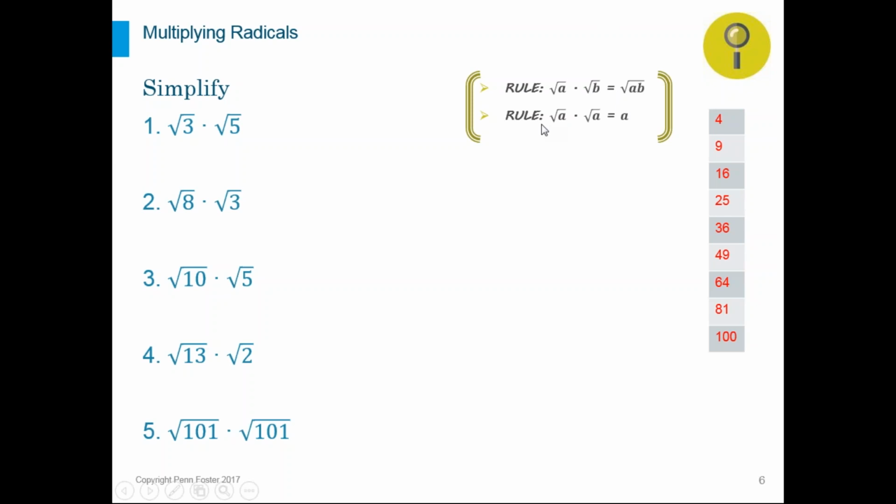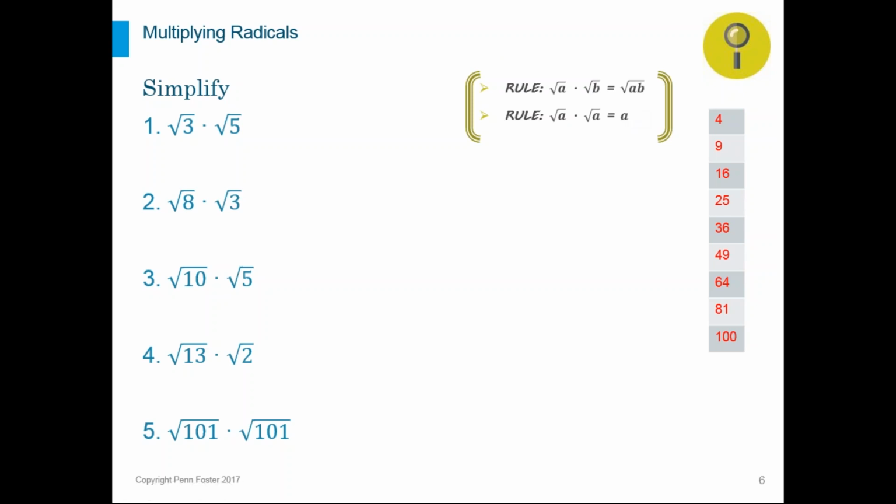And there is another rule that we are going to use a lot in our work with multiplying radicals. The square root of a times the square root of a, so you are actually multiplying the square root of a number times itself, should give you only the number under that radical with no radical signs. It will become clearer when we do some examples together.